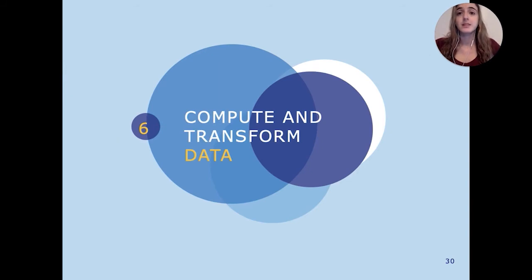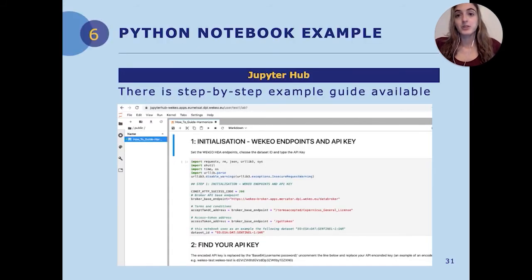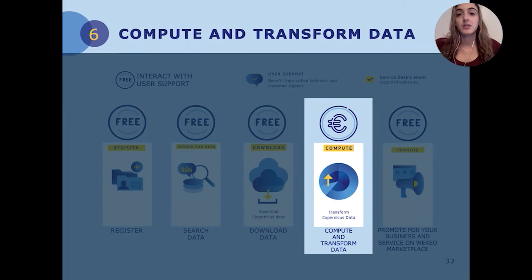Now, it is necessary to know the tools to work with the marine data found. Computation and transformation of data at WEKEO can be done on our cloud infrastructure. One option is to process the data on Jupyter Lab that is offered for free in WEKEO Essential accounts. There is a Python Jupyter notebook with a step-by-step example. There are also virtual machines, VMs, available for computing and transforming data, which are part of the paying services.